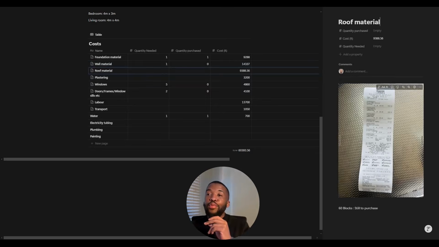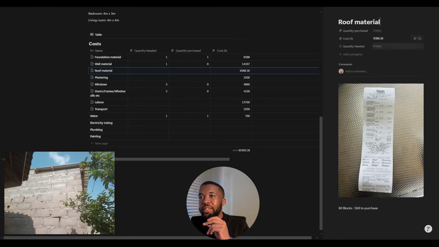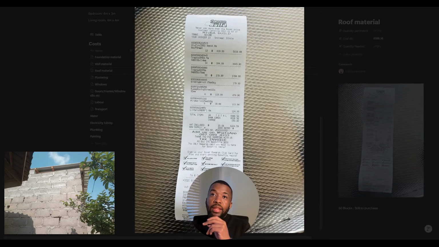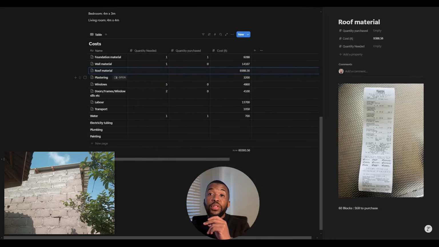And then you have roof material. So I actually took a picture of the receipt for this. I think it cost me about 9,538 bucks, but you can round it up to account for the stress that goes into such projects, right? So 9,000 bucks was used for the roof material.